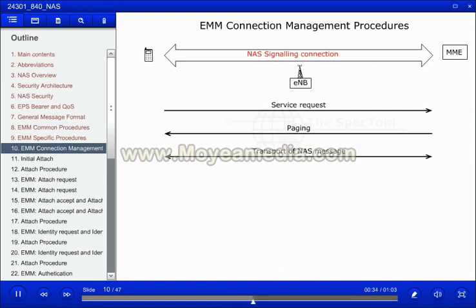The paging procedure is initiated by the network in order to request the establishment of a NAS signaling connection or due to a network failure, prompting the UE to reattach. The transport of the NAS message procedure can be initiated by both the UE and the network.